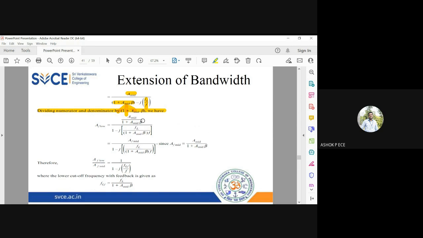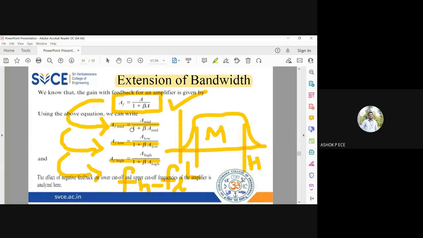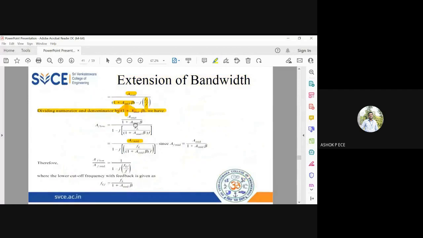A mid by 1 plus A mid into beta, you know it is AF mid. So I am using that simplification here. The numerator will become AF mid, and the denominator will be 1 minus J into FL by 1 plus A mid beta into F. So I am assuming this term, FL by 1 plus A mid into beta, to be a new term called FLF.